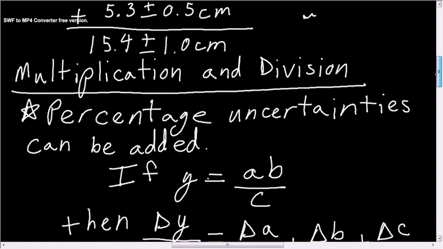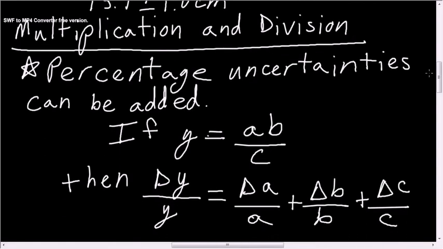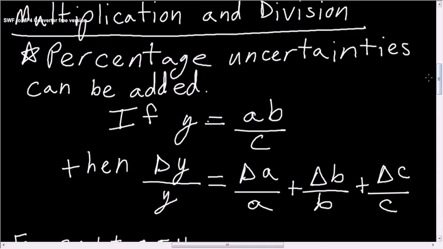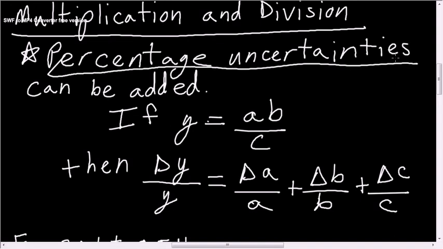What if you have to multiply and divide? Multiplication and division is a little more complicated when you're combining uncertainties. Instead of combining the absolute uncertainties, you need to combine the percentage uncertainties. It's a very important thing. Don't try to add the absolute uncertainties, it won't work. So in your data books it looks like this.